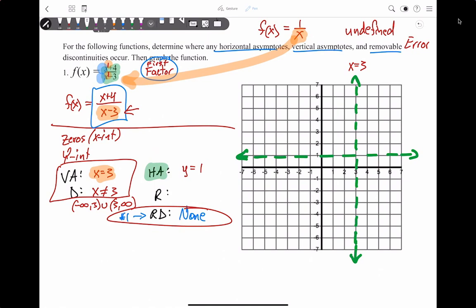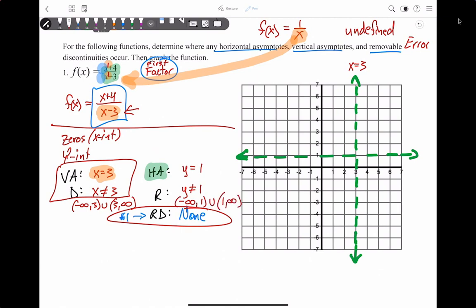And then we have the range. If y equals 1 is the place where it's not going to hit, then we can say the range is everything else other than 1, or negative infinity to 1, union 1 to infinity.